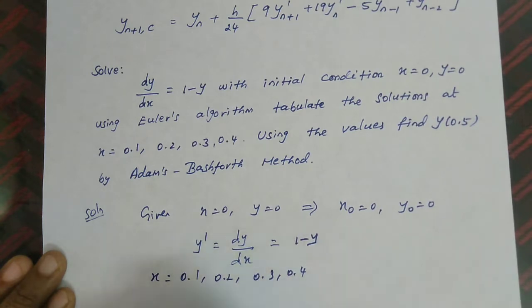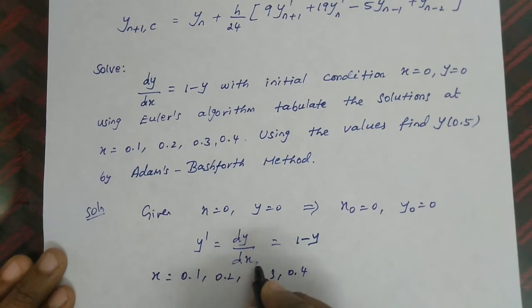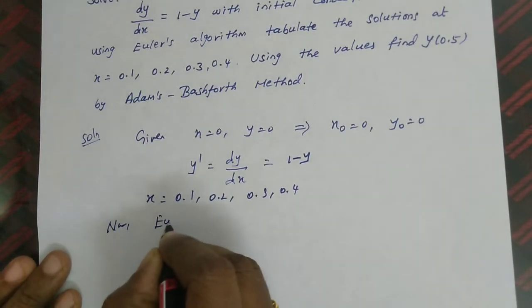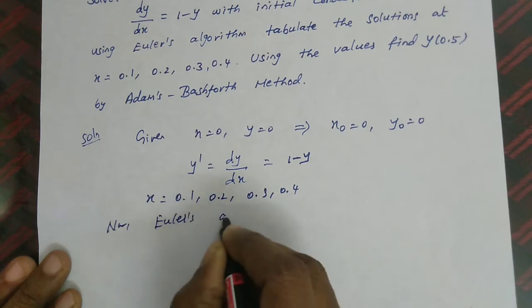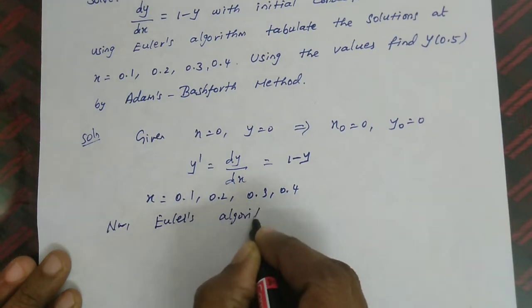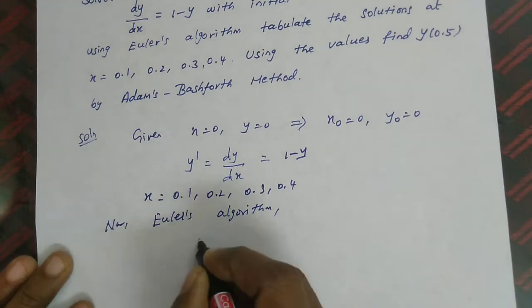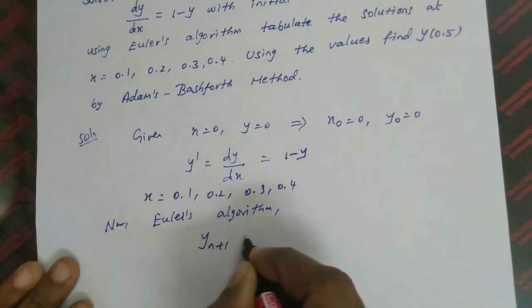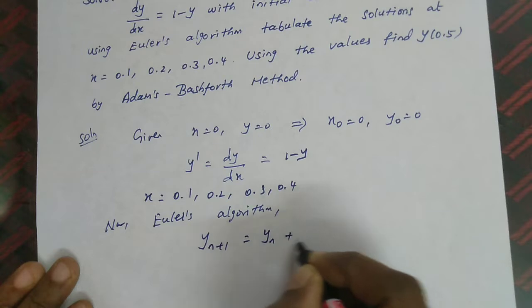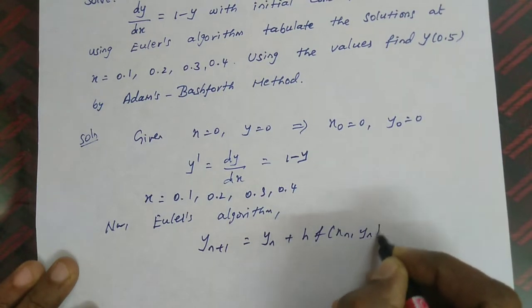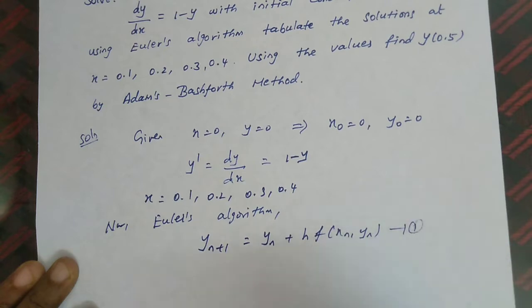Here it's given that y dash equal to dy by dx. What is our Euler's result? By Euler's algorithm, our result is y(n+1) equal to yn plus h into f of xn comma yn. You can call this equation 1.